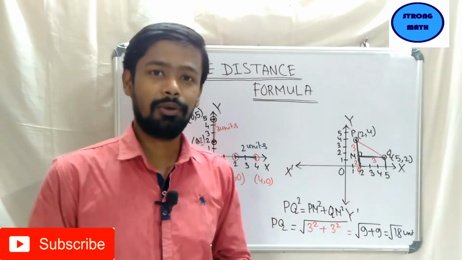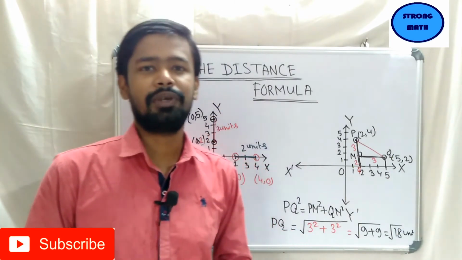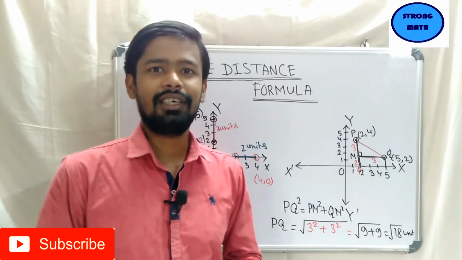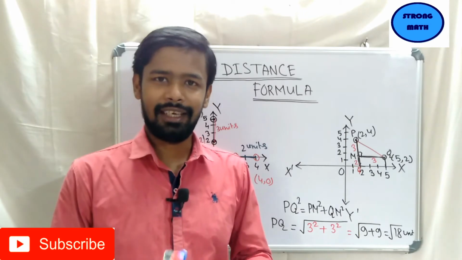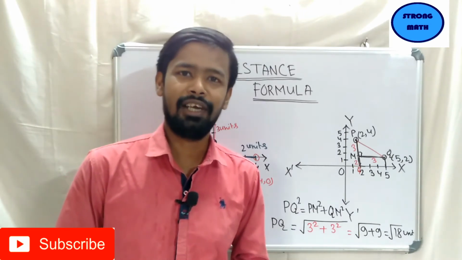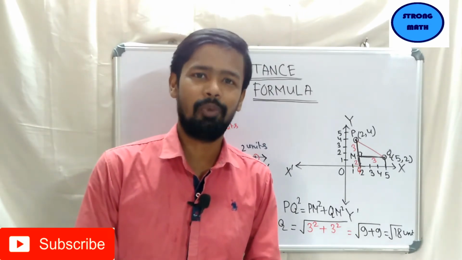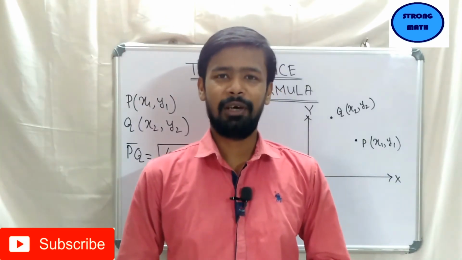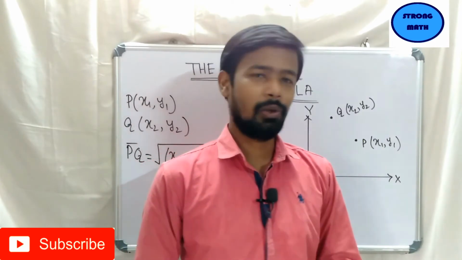Then what to do? How to get the distance between any 2 points? For that we must have a formula, and there exists a formula to find out the distance between any 2 points. Look at the board. Now suppose we want to find out the formula. Before that, look at the board.